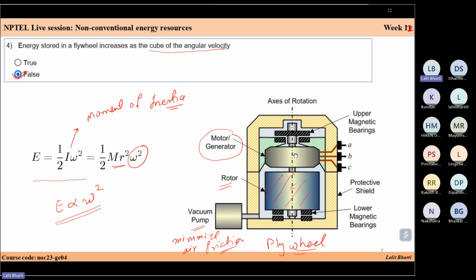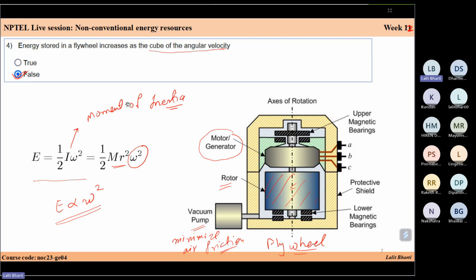So the question is: energy stored in a flywheel increases with the cube of angular velocity. For that, we need to see the relation of the moment of inertia of this cylinder. This is not a hollow cylinder; this is a completely solid cylinder. So the total energy is equal to half I omega square, where I is the moment of inertia. For the case of a solid cylinder, you have I equals half m r square, and omega is your angular velocity.